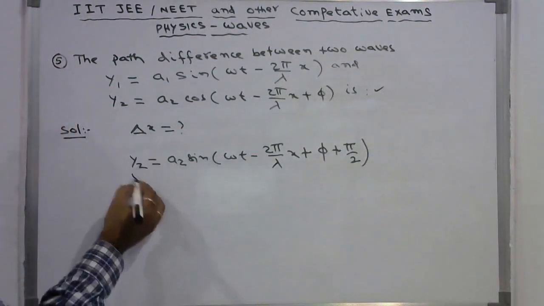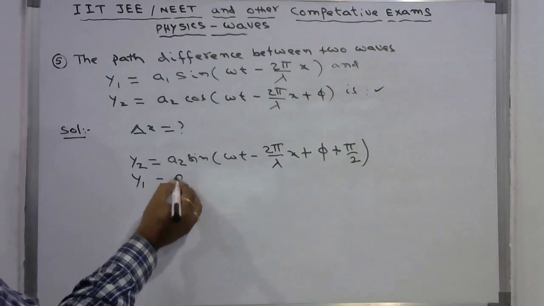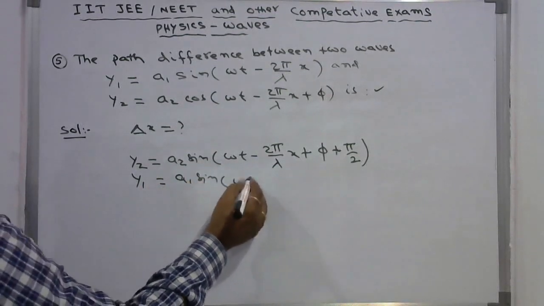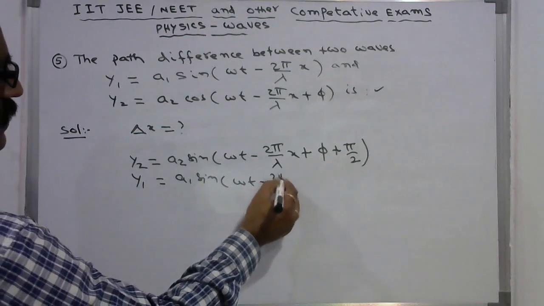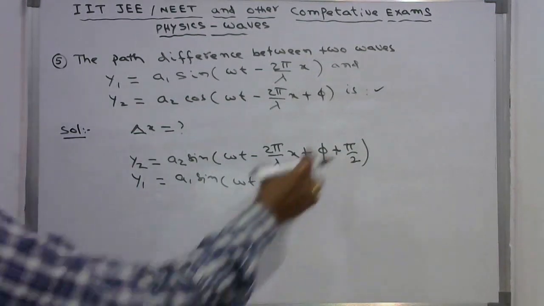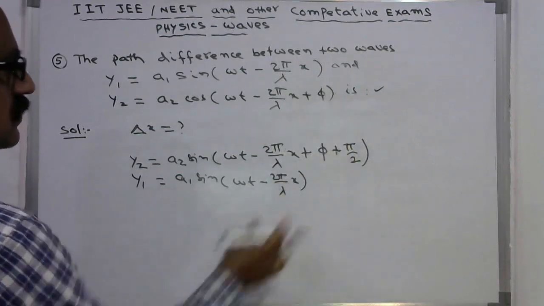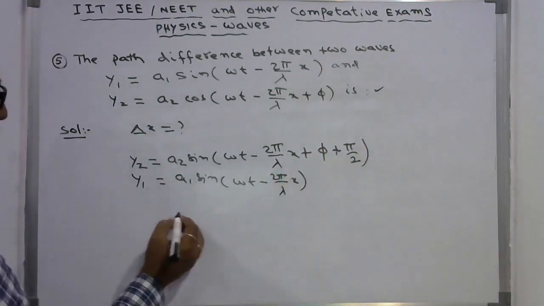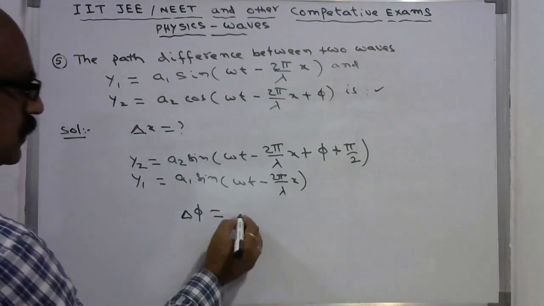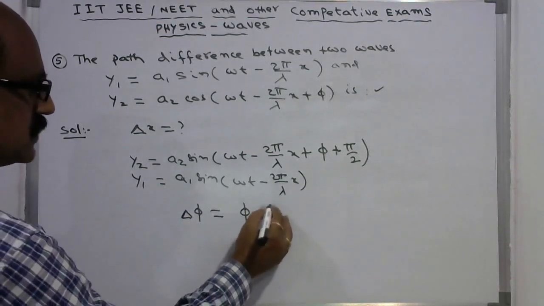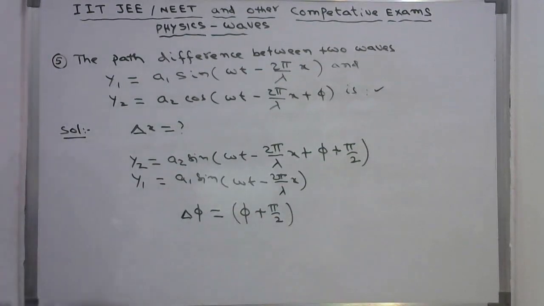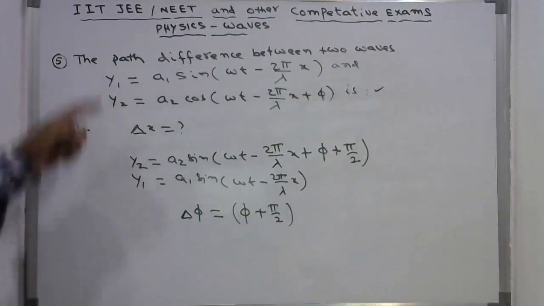And y1 is given as a1 sin(omega t minus 2 pi by lambda into x). So what is the phase difference between these two waves? The phase difference between these two waves, delta phi, is equal to phi plus pi by 2. This is the phase difference between these two waves.